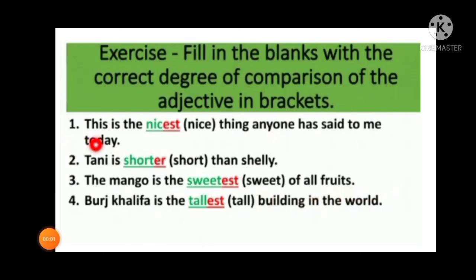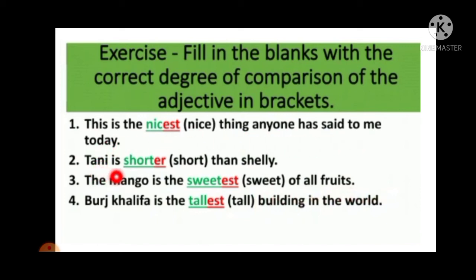So let's see the first sentence. This is the dash (nice) thing everyone has said to me today. So what is it? Nice, N-I-C-E. "The" is there, so here we have to put -est, that is superlative. So nicest. This is the nicest thing anyone has said to me today.